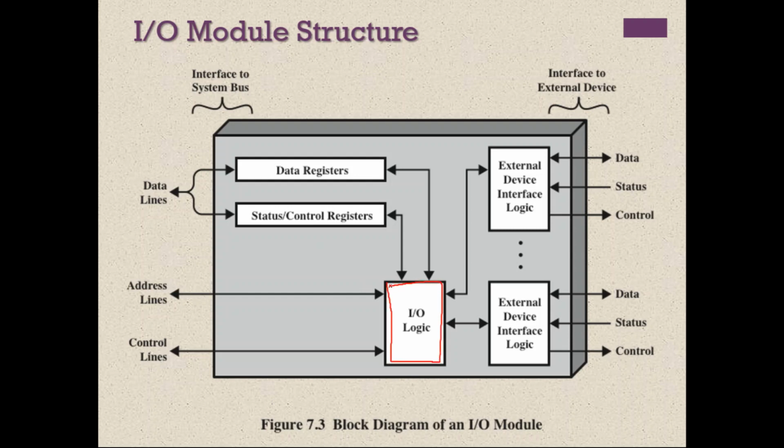And here we have an IO logic, which is used to give commands like read from the device or write to the device, all these things. See, the control registers will generate the signal, but that signal will be performed through the IO logic. Again, this IO logic is connected to address lines, and also it is connected with control lines. What are address lines? Address lines are used to uniquely identify a particular device.